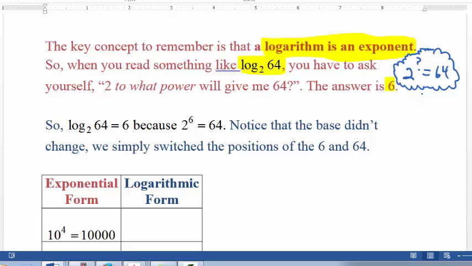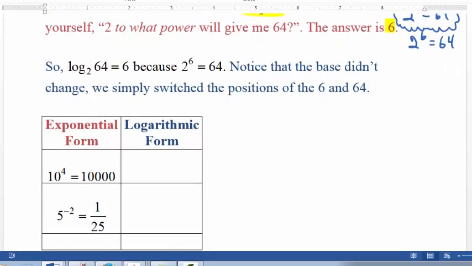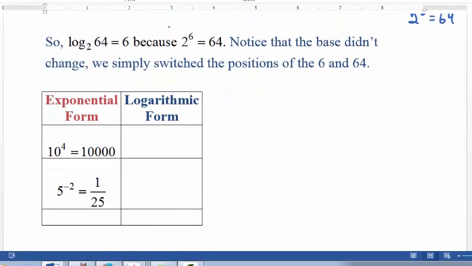And again, why is it 6? Because 2 to the 6th equals 64, right? So log base 2 of 64 would be 6. And of course, you can write that statement in two different ways. The log base 2 of 64 equals 6. That would be the logarithmic form. And why is that so? That's because 2 to the 6th equals 64, right? You're really saying the same thing there, just two different ways. One exponential form and one logarithmic form.